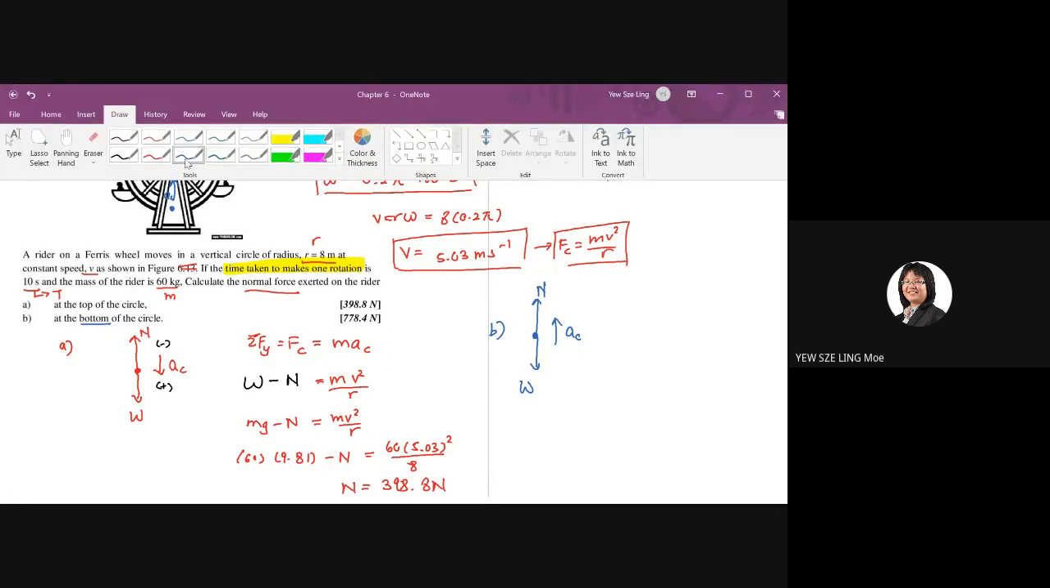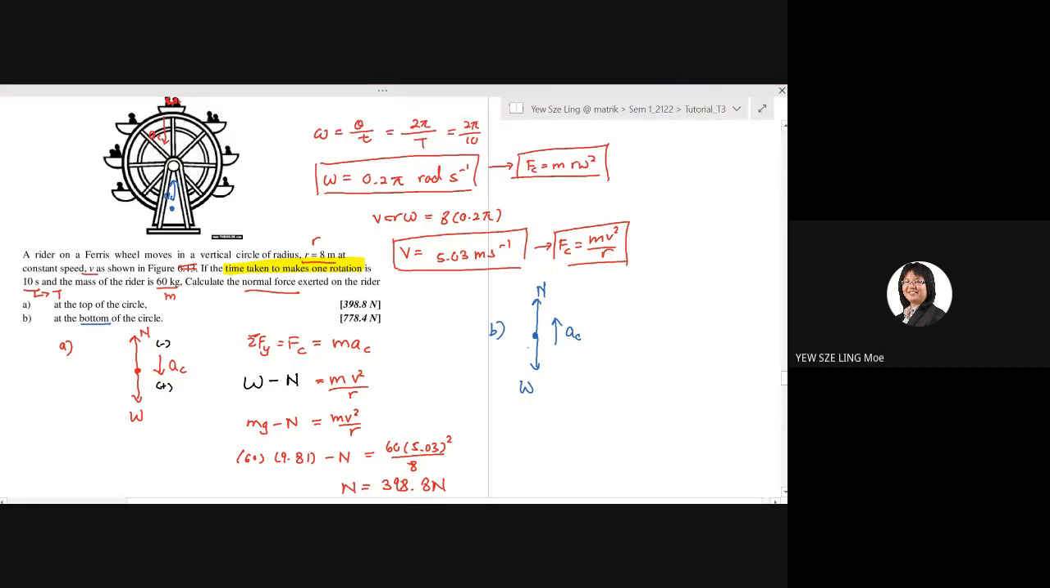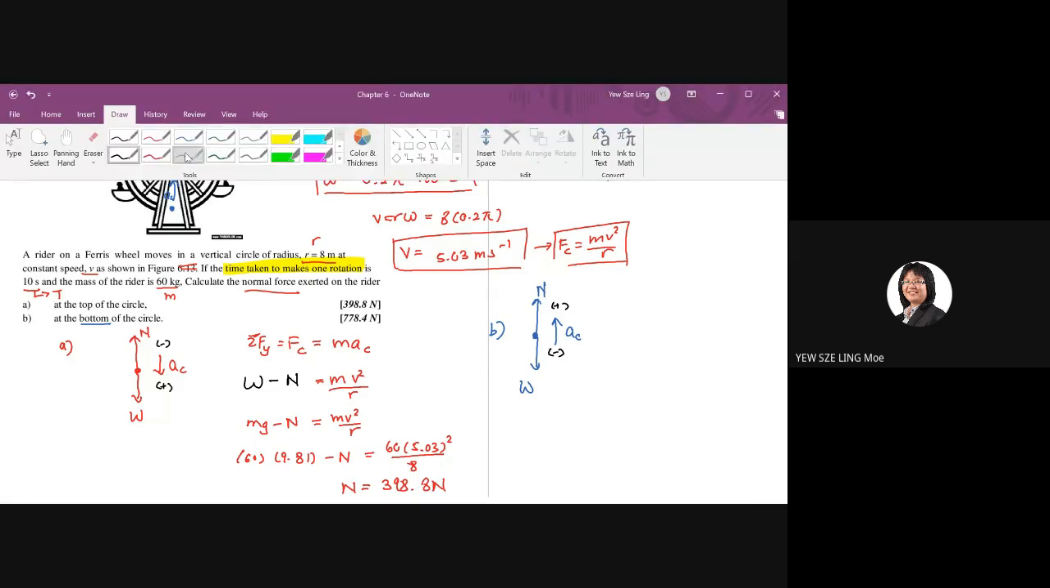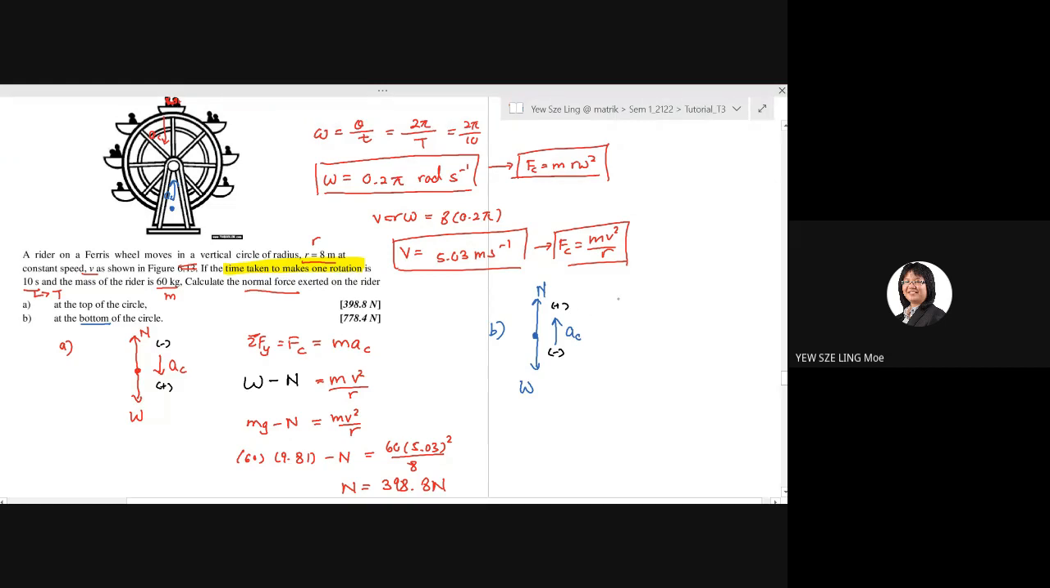Okay, so which means now for question B, for when your Ferris wheel is at the bottom, upward is the positive direction, and downward would be the negative direction now. Okay, upward is positive and downward is negative now because the direction of AC has changed. Okay, so again, it involves a vertical component. So summation Fy equals Fc, which equals mAc.